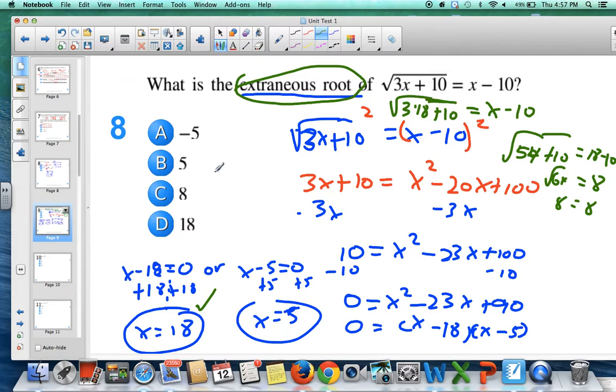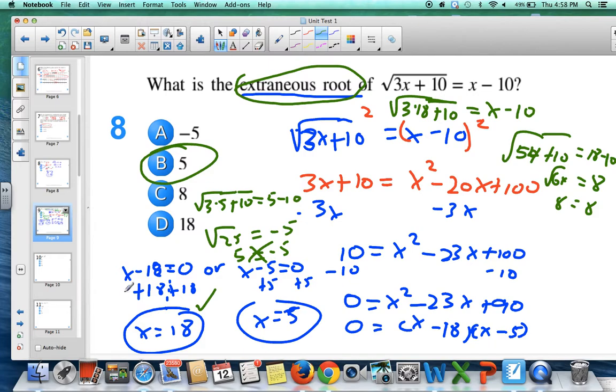Let's put it in and make sure 5 doesn't work also. I can do that over here. I'm going to put the square root of 3 times 5 plus 10 equals 5 minus 10. So that's the square root of 25 equals negative 5, and it does not. 5 does not equal negative 5, because the square root is always the positive value. Square root of 25 is only 5, not negative 5, so this is not a true statement. So 5 is my extraneous root.